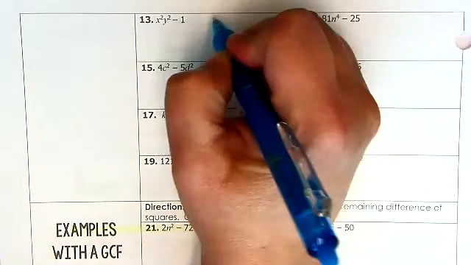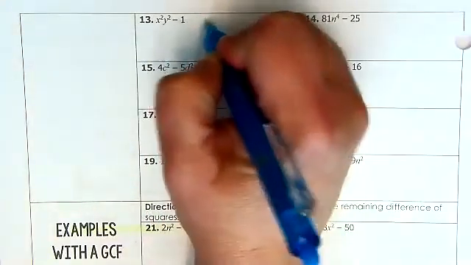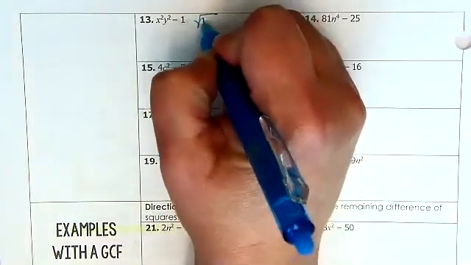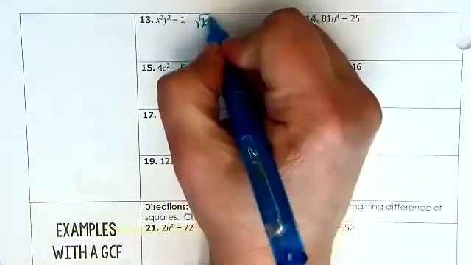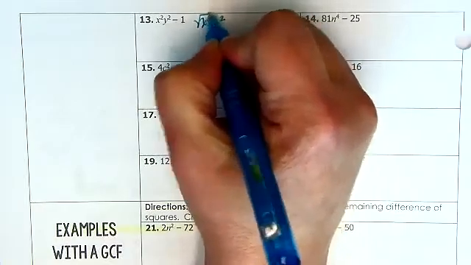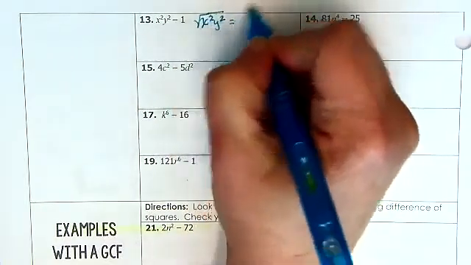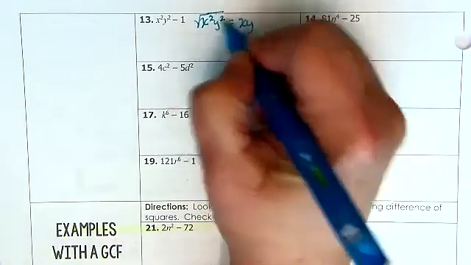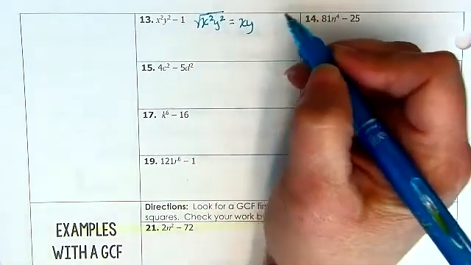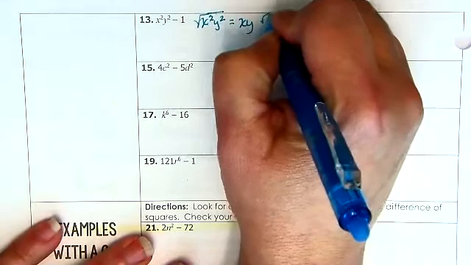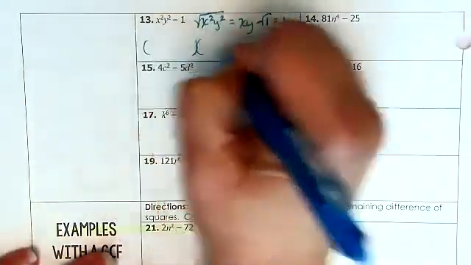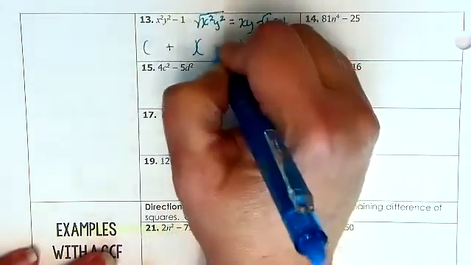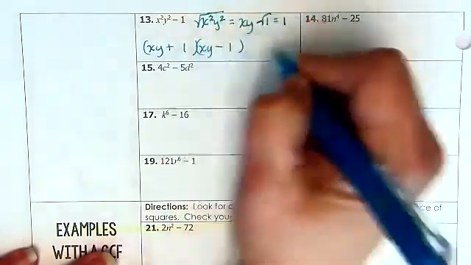Okay, so if I'm looking here, I've got subtraction, so that's the first step, correct? Now I need to see if I can take the square root of x squared y squared. Yes, that's going to give me xy because both of them are even powers. And then I have the square root of 1, which is 1. So, yep, I've got a differences of squares. So I have xy plus 1, xy minus 1.